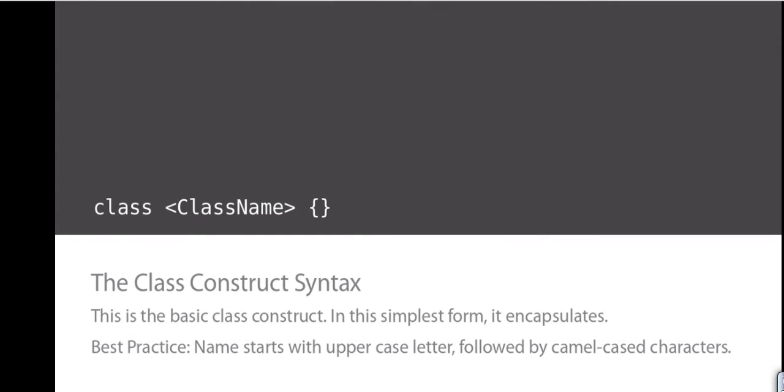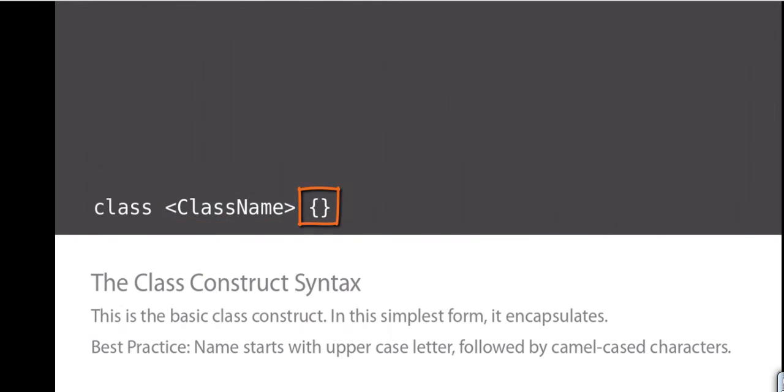The class construct syntax looks like this: the keyword class, then the class name, and as a best practice, use title casing for the name and then camel casing for each word thereafter in the name, then a set of curly braces.